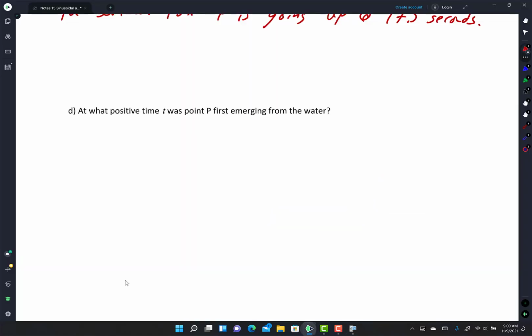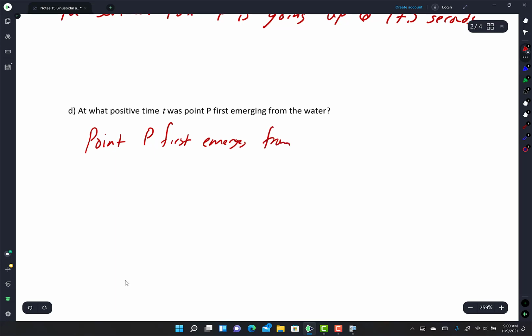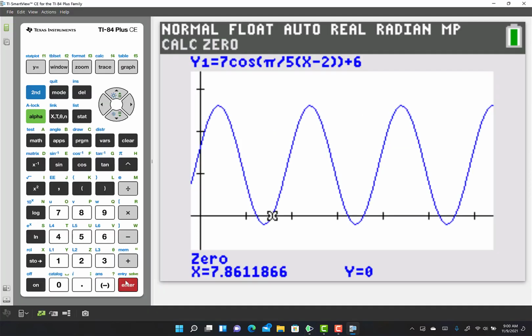So I'm going to write: point P first emerges from H2O when t equals 7.8611. That's the same as HOH, right?